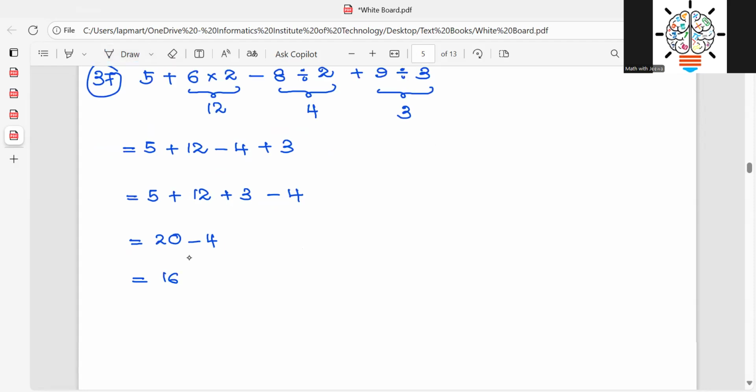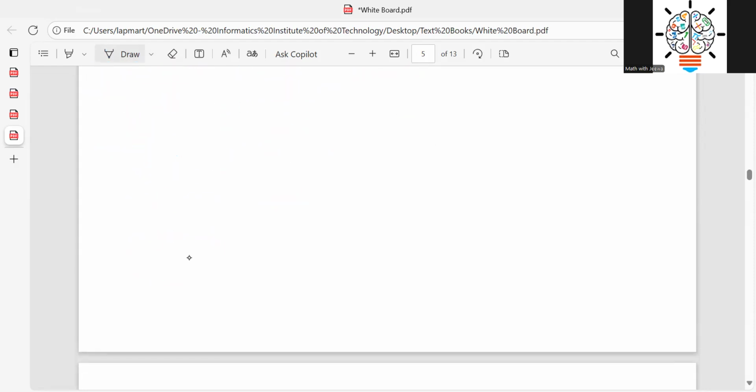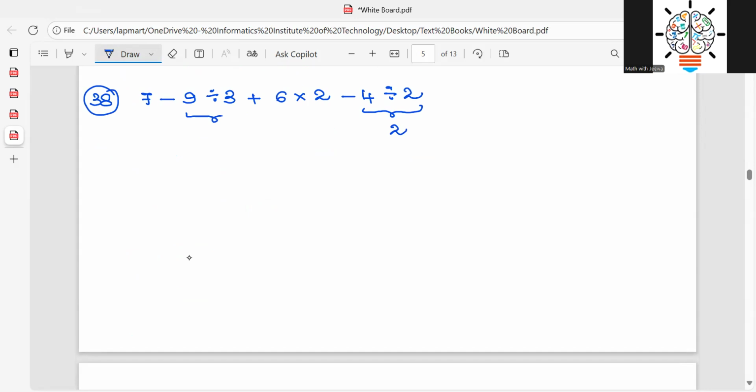Yeah. So then question number 38. Another difficult question most of you have requested from me. 7 minus 9 divided by 3 plus 6 times 2 minus 4 divided by 2. 4 divided by 2, answer 2. 9 divided by 3, answer 3. 6 times 2, 12. Right?